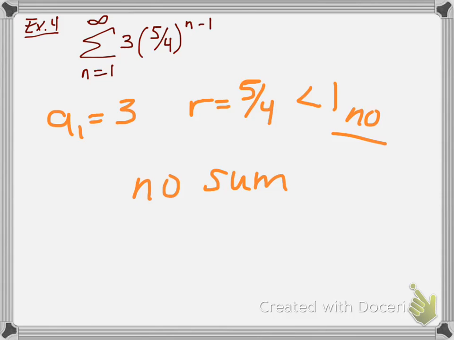And I forgot to check in example 3. I should have stopped and checked that. But 0.8 was less than 1. So you will have a problem or two with a no sum answer. If you see the r and the r is more than 1, you don't do anything. Right away you stop, no sum. Are we good?